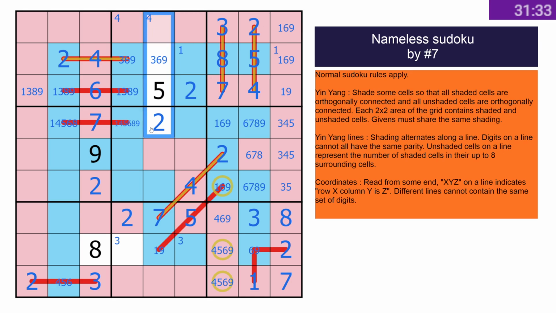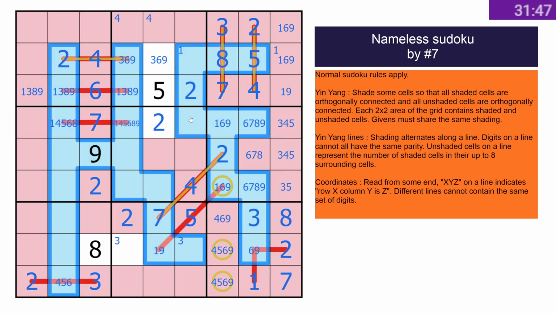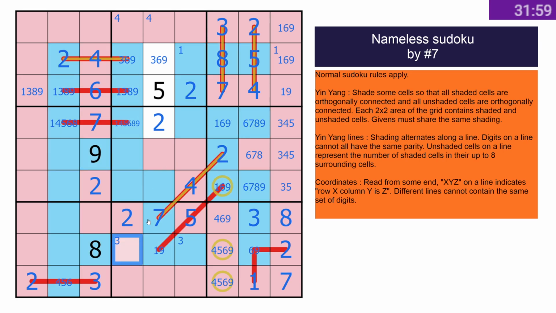Nice. How am I meant to... Sorry, that was just the thought of how am I meant to finish yin yang? Have I not seen how something connects? If I could read, sorry. I missed that Givens can share the same shading. Givens must. I wonder if that helped me out earlier. It probably did, let's be honest. Yeah, it did down here.